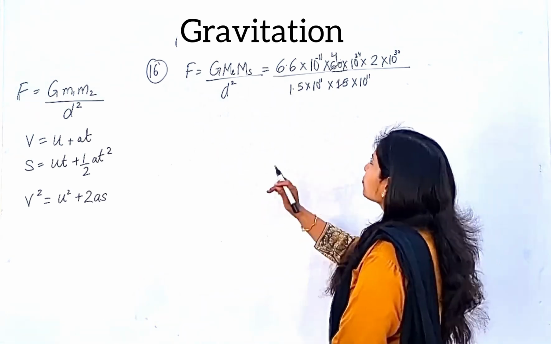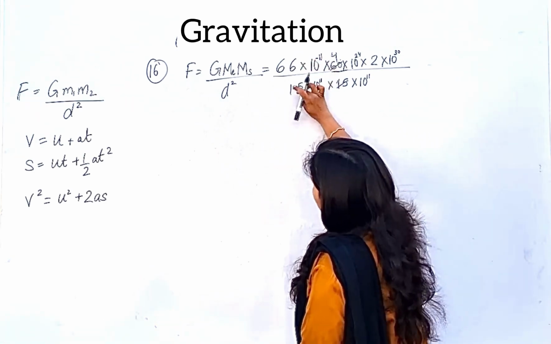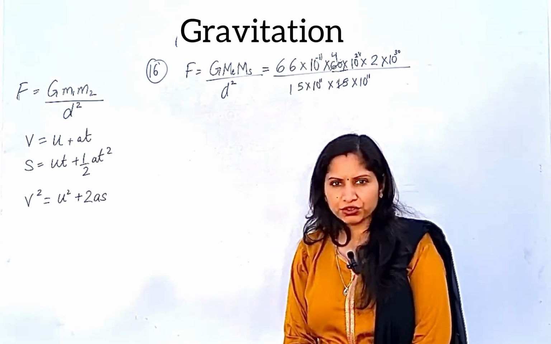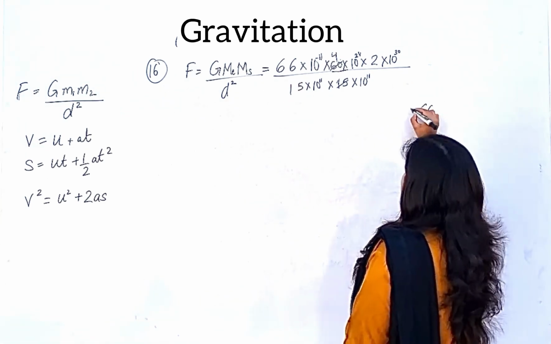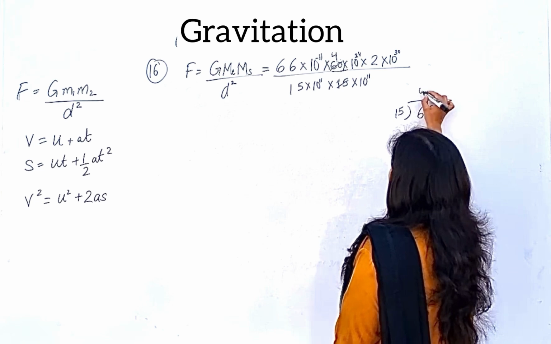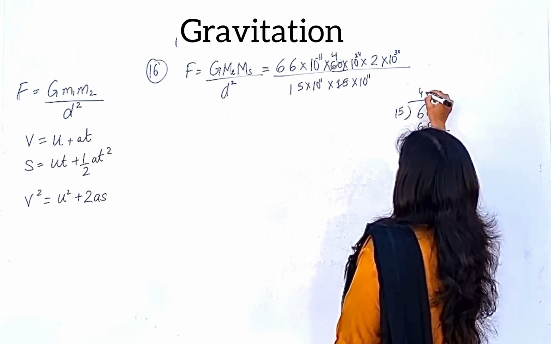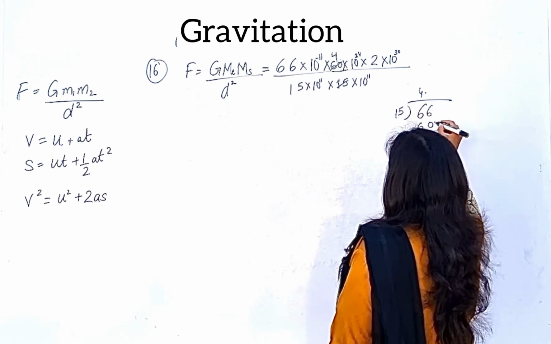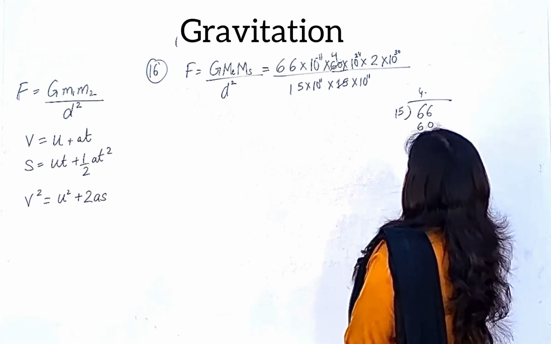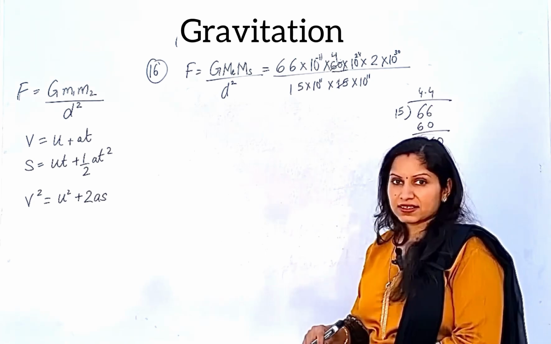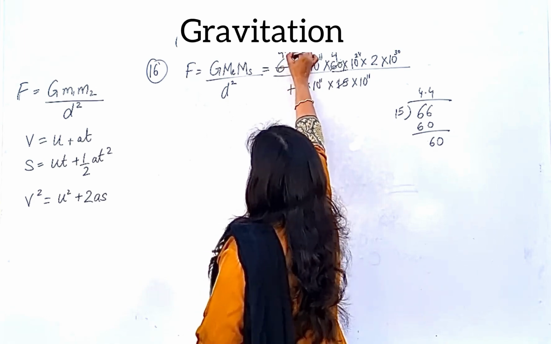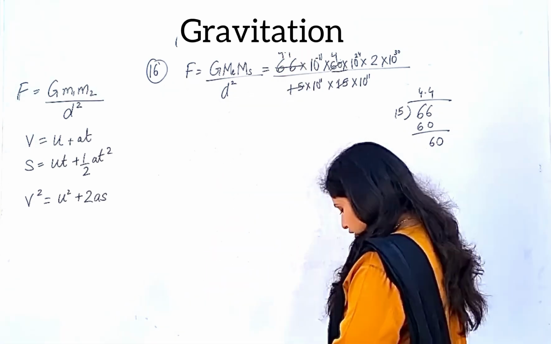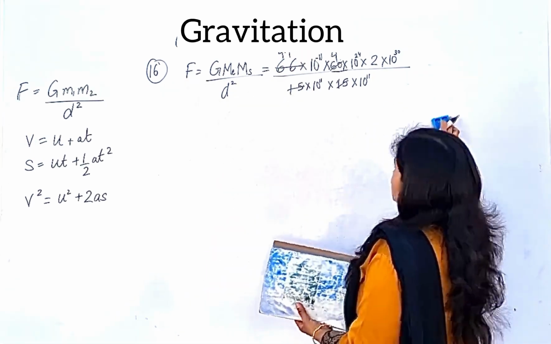Okay? Now, here is one decimal and here also at one place there is a decimal. So I can remove the decimals. Okay? Now, dividing it. 66 divided by 15. 15 4 times is 60. Remainder is 6. Point. Then again we get a 0. So 15 4 times is 60. Okay? So 15 4.4 times will be 66. Okay? I'll just remove these calculations.